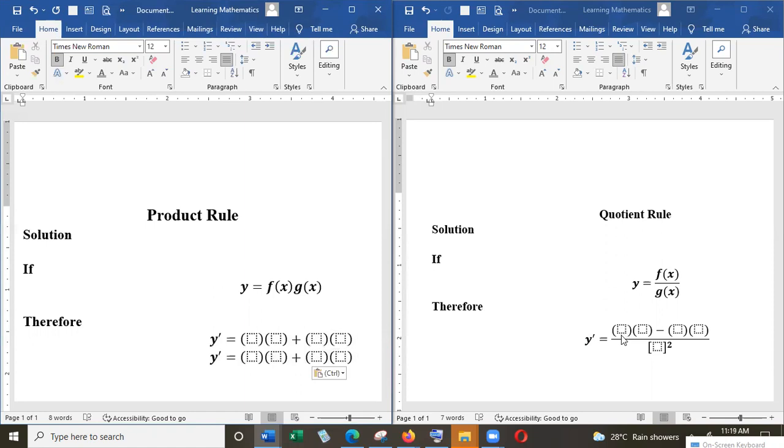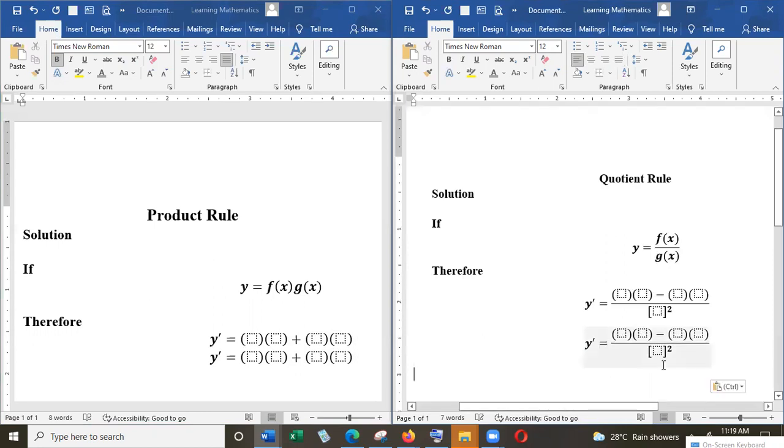For the quotient rule now, the format is similar. You have two brackets multiplying, but instead of a plus, you have a minus, and two brackets multiplying. And further, you have a division sign with a square in the denominator. The only similarity is the numerator: you have four brackets, two brackets multiplying, separated, but one is a plus, one is a minus.